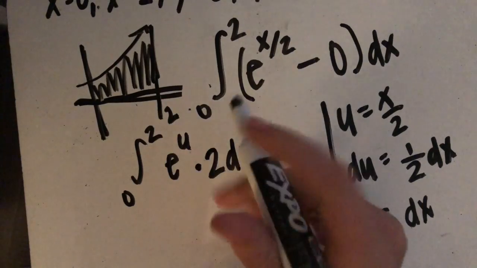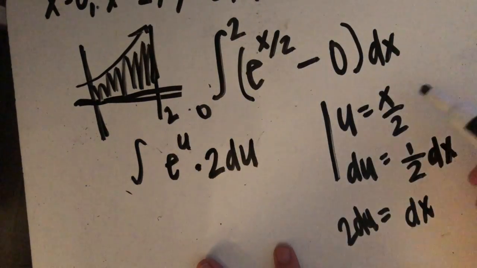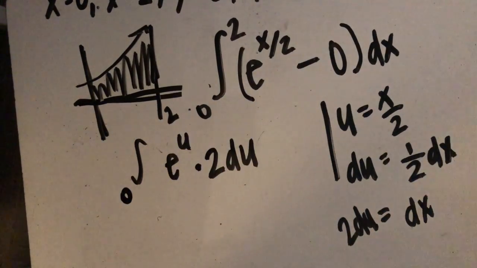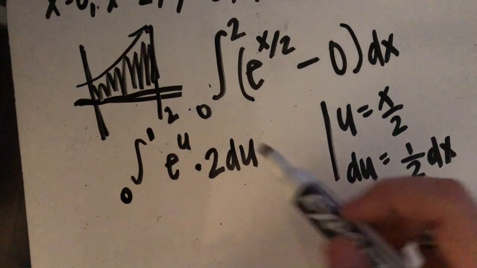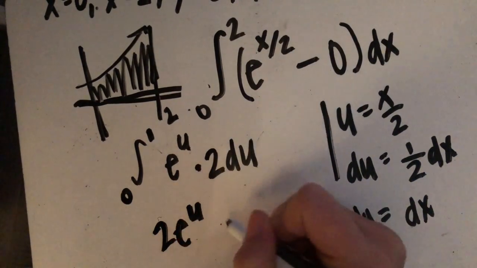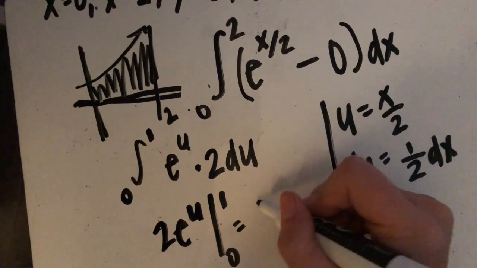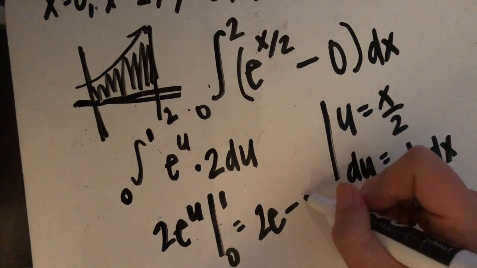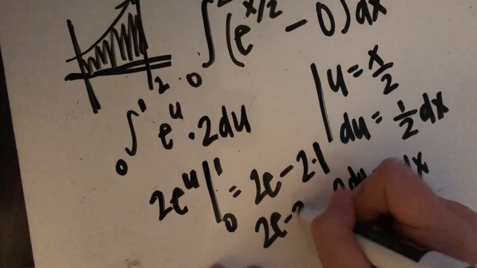So my antiderivative of that, oh, and I used u substitution, sorry, so my bounds will change. If I plug in 0 here, I would get 0 still, so this bound remains the same. If I plug in 2, I get 2 divided by 2, which is 1. So remember, with u substitution, we have to change the bounds. We get 2e to the u, because that antiderivative is the same, from 0 to 1. I plug in 1 and get 2e, minus I plug in 0 and I get 2 times 1. So my final answer is 2e minus 2.